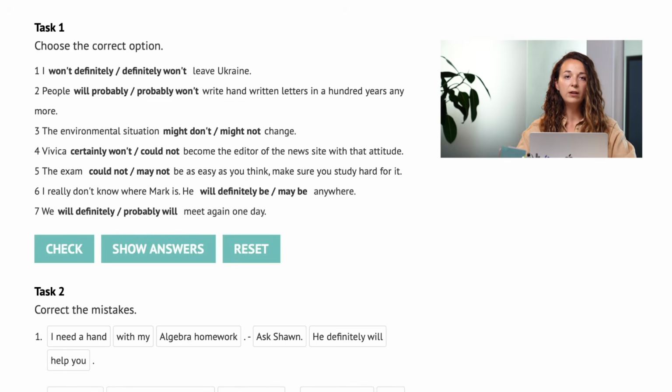In this task, we have a couple of sentences with 2 different options to choose from. In one sentence, both options are possible. Choose either 1 or 2 correct options where possible. You have 5 minutes for the task.